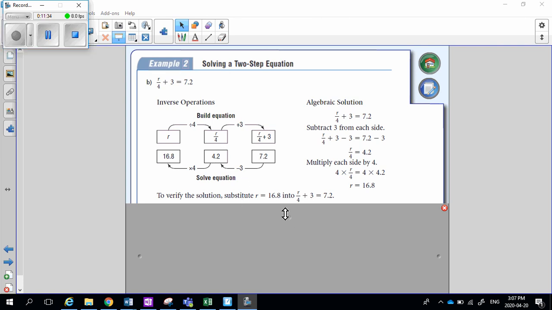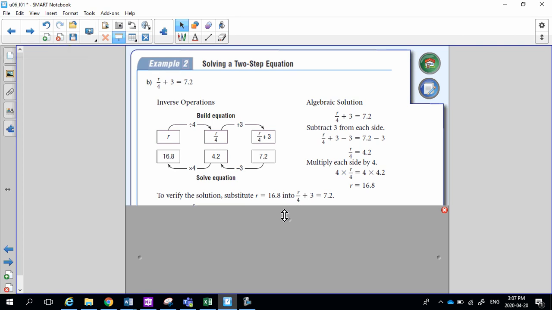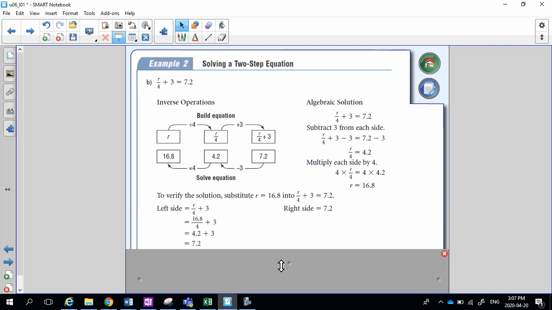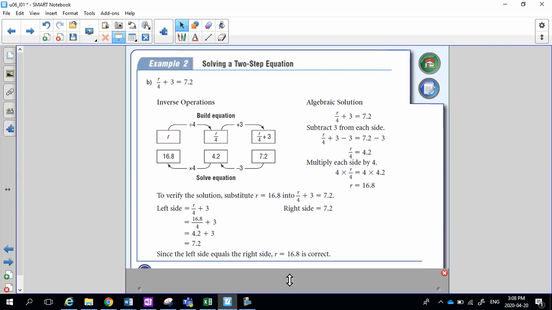Okay, so once we get our answer, 16.8, we have to verify it, check and see if it's right. So again, that means we take the 16.8, put it in for that r, and then do all this stuff and see if it's equal to 7.2. So 16.8 divided by 4 instead of r divided by 4. We're putting it right there for that r. 16.8 divided by 4 is 4.2, plus 3 is 7.2. Yay! Okay, you're right. Good, we're done.